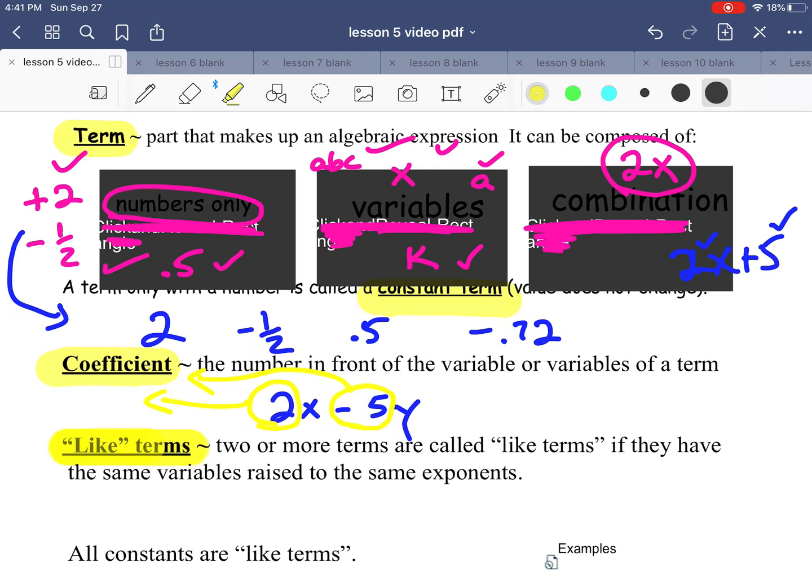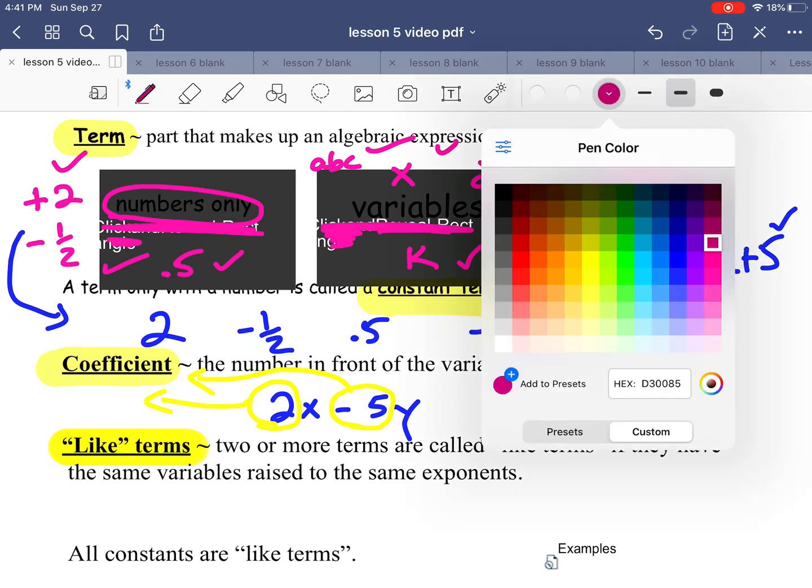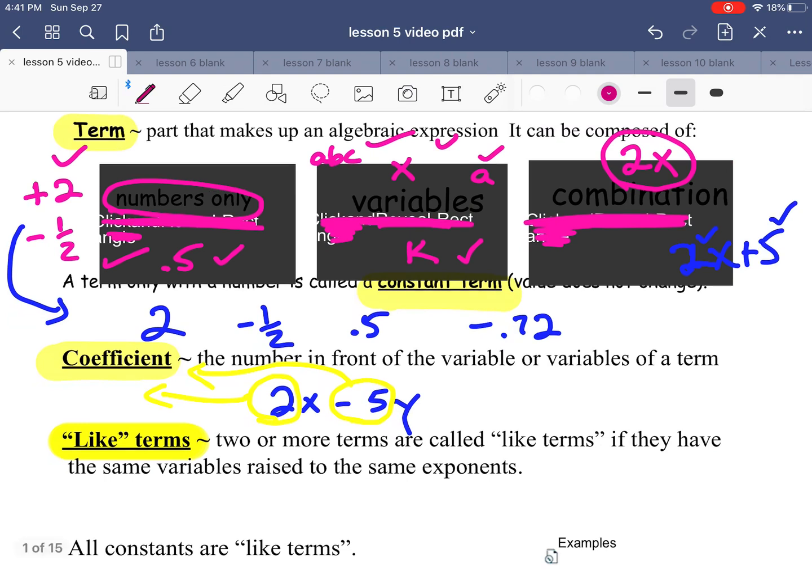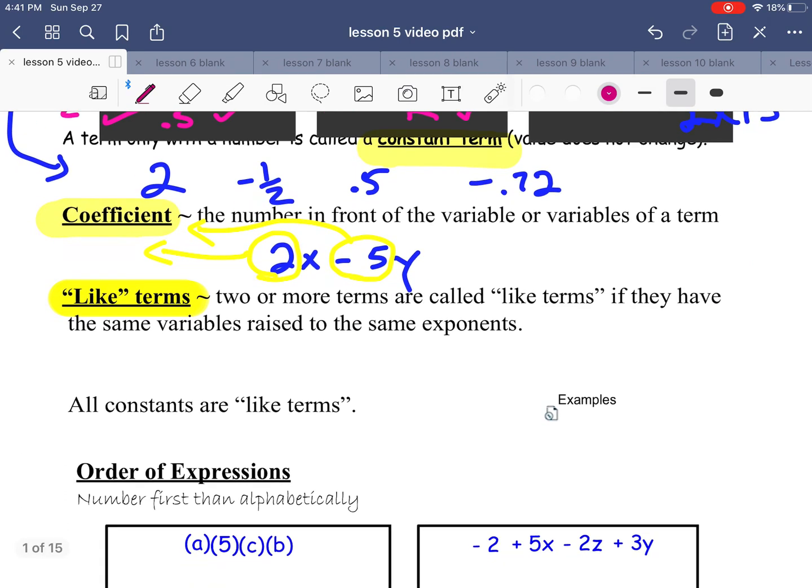Like terms are our most crucial part of algebra. That's what you're going to be adding and subtracting, like terms. My fancy word for that is just twins. They look exactly the same. So for example, 2 or more terms are called like terms if they have the same variable, easy, raised to the same exponent.